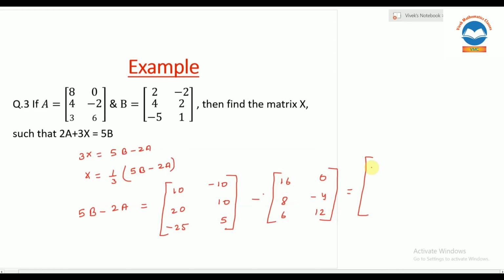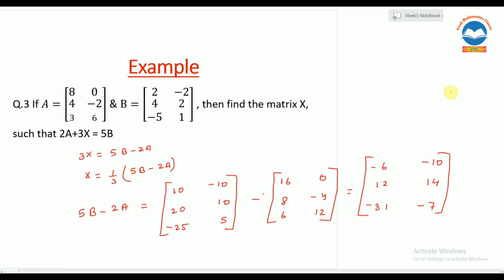10 minus 16 will be minus 6. Here minus 10 minus 0 will be minus 10. Next one, 20 minus 8 will be 12. 10 minus 4, it means plus 4 will come. So 10 plus 4 will be 14. And next will be minus 25 minus 6. Both are negative, so you have to add: minus 31. And next 5 minus 12 will be minus 7. So this will be our 5b minus 2a.